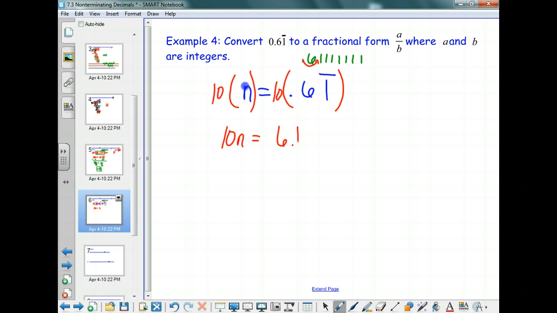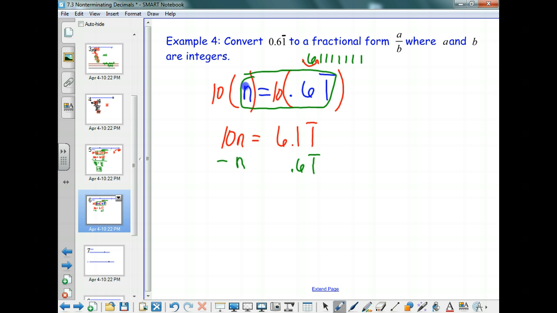I want to write it like this. Why would that be helpful? That's it, right? My next step is to do what? Subtract. And when I do my subtraction, what is my goal? I want the repeatings to line up so that they subtract out. So watch what happens when I do that subtraction. I subtract the n on the left, right, that I started with. Okay, not the 10 part here. And then I'm subtracting the 0.61 with the one repeating on the right.